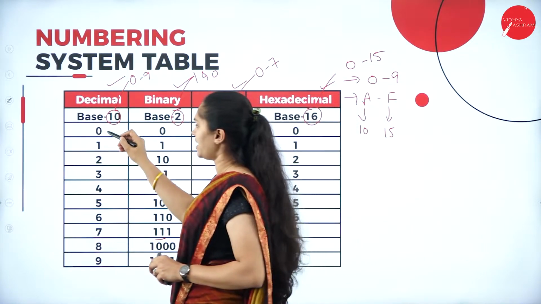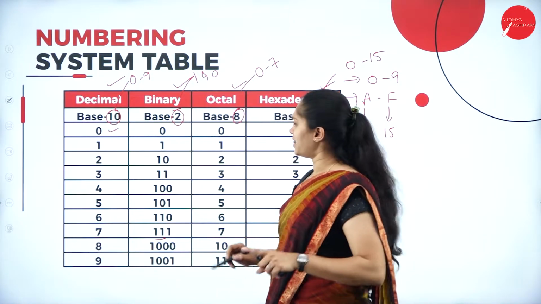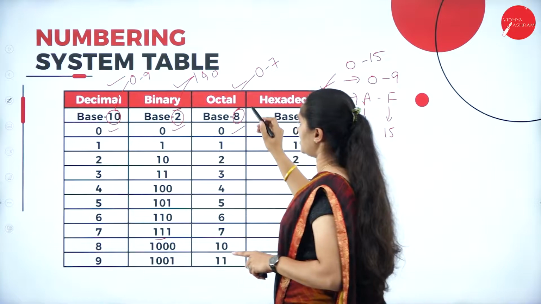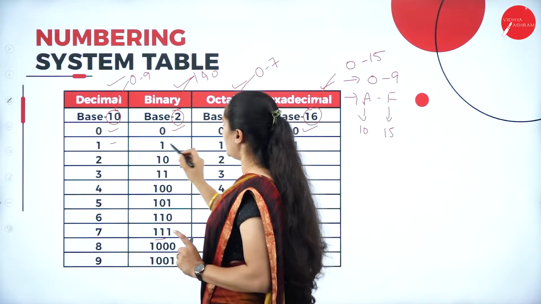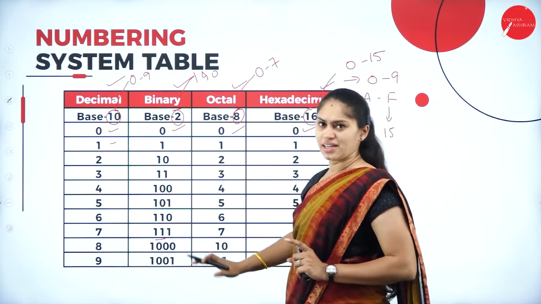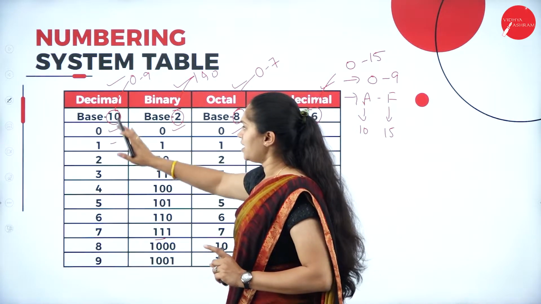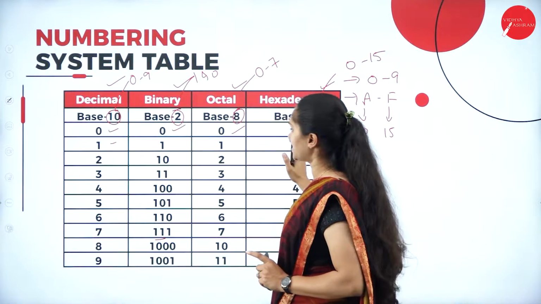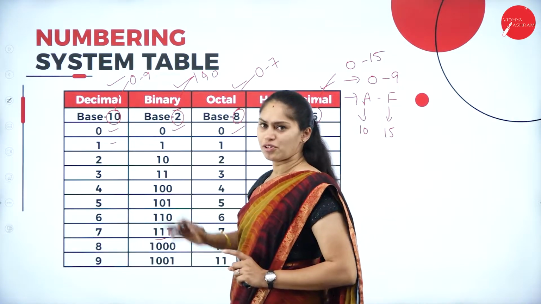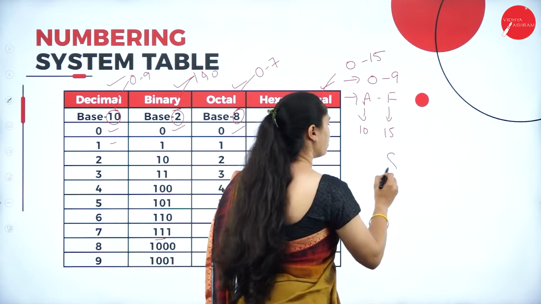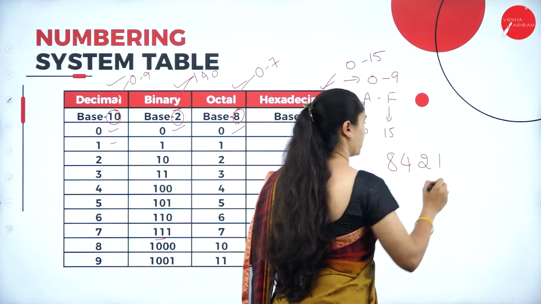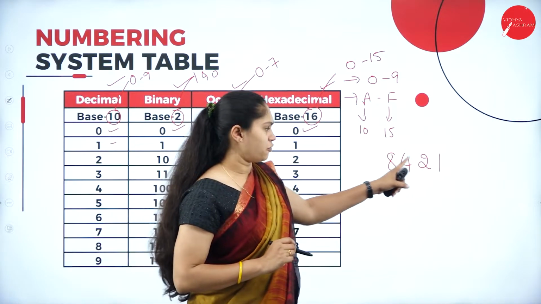So if I am writing 0 in the decimal, in the binary it is equal to 0, even in the octal it is 0 in the hexadecimal. Then what about 1? Up to 0 to 9, it is going to be the same from decimal to octal and decimal to hexadecimal. Binary only you have to concentrate on. In order to understand that, we have a format called 8421.